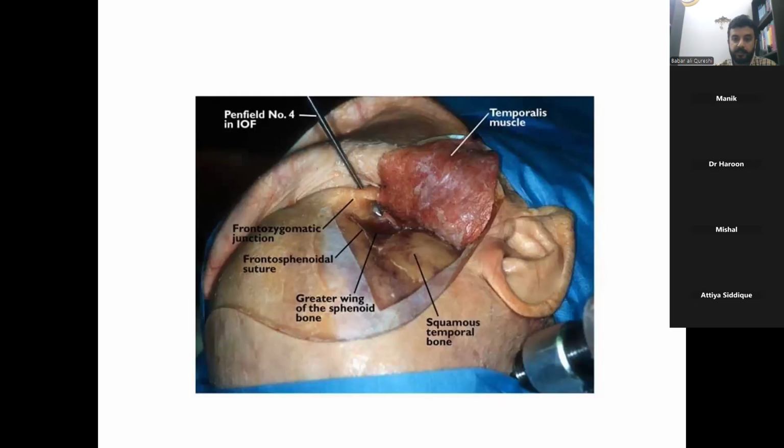This is the real-time picture which shows that the muscle flap has moved downwards. And here, this depressed part that you are seeing, here you are going to make the first burrhole, that is the McCarthy or the key burrhole.